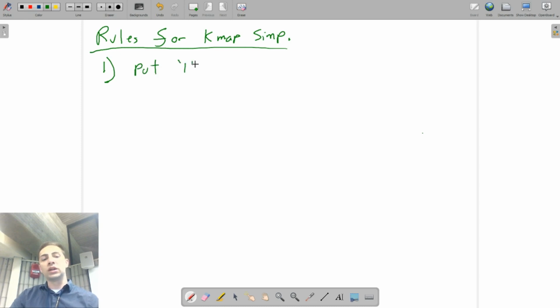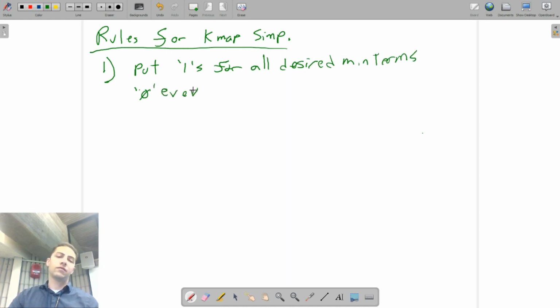Step 1: put in ones for all desired minterms. Zeros everywhere else. Okay, so for every minterm in your desired equation, or in your given equation, you put a 1 for that minterm in the particular cell.